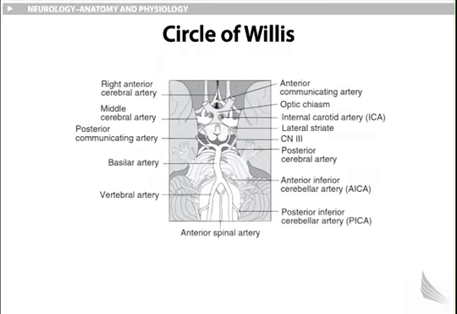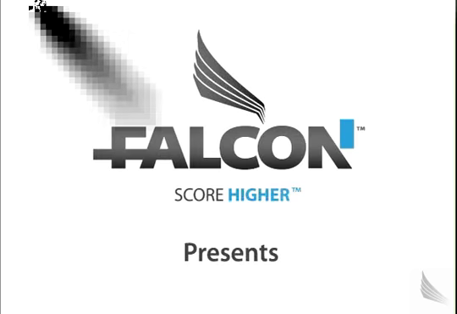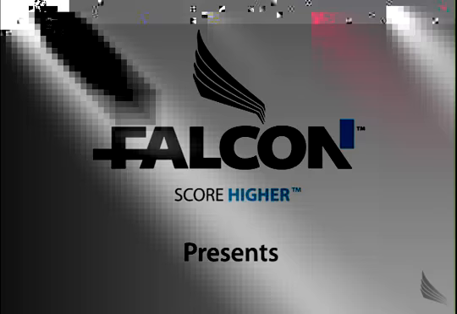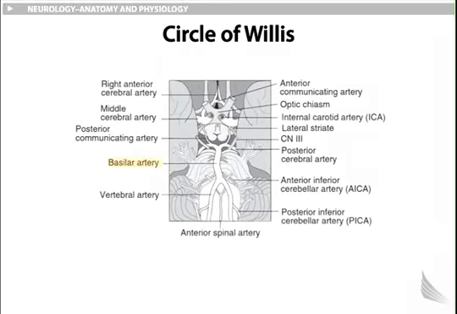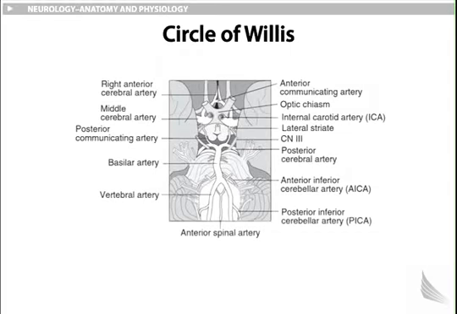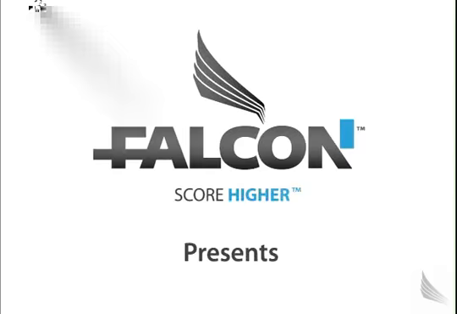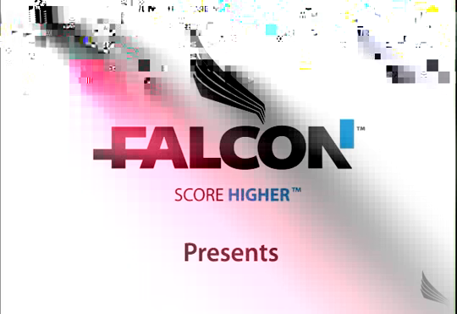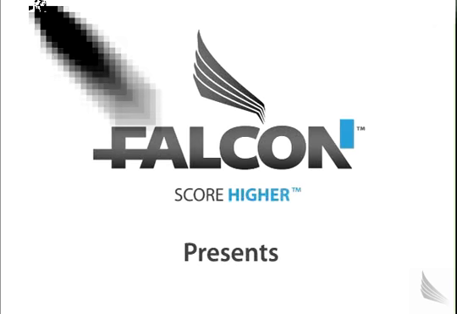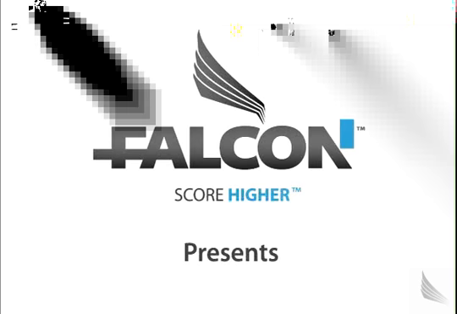Another important vascular structure is the circle of Willis. The circle of Willis connects the anterior circulation, which is derived from the internal carotid arteries, to the posterior circulation, which is derived from the basilar artery. The connecting points around the circle of Willis are the anterior communicating artery and the posterior communicating artery, and these allow collateral flow if there is a proximal vascular lesion.